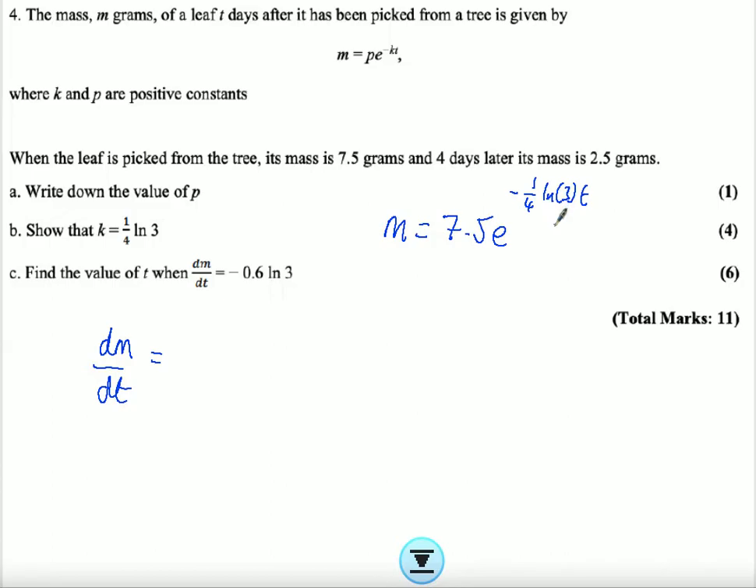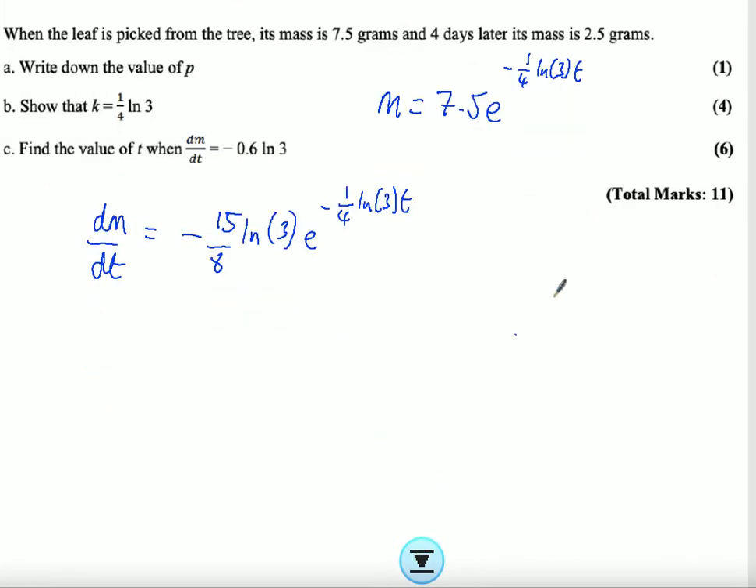So let me just type this into my calculator, see if it gives me anything useful. 7.5 multiplied by negative quarter, negative 15 over 8. So we're going to get negative 15 over 8 ln 3 e to the negative 1/4 ln 3 t. There's a reason this is worth 6 marks, guys. So we want to set it equal to that. So negative 0.6 ln 3 equals that.